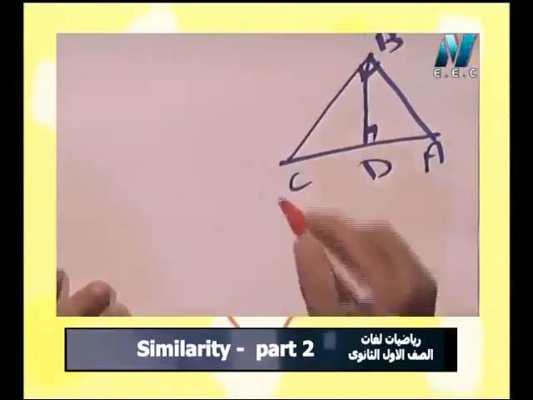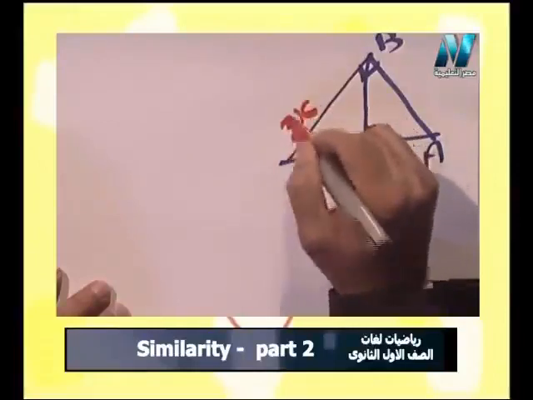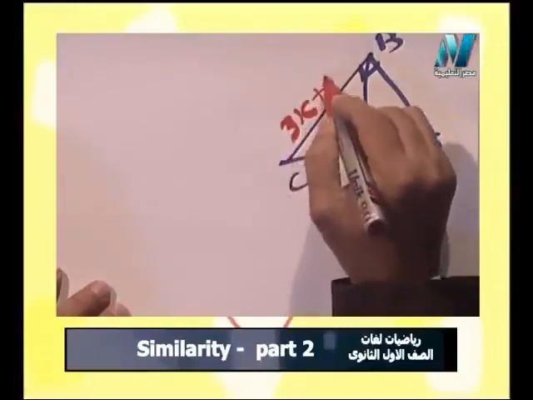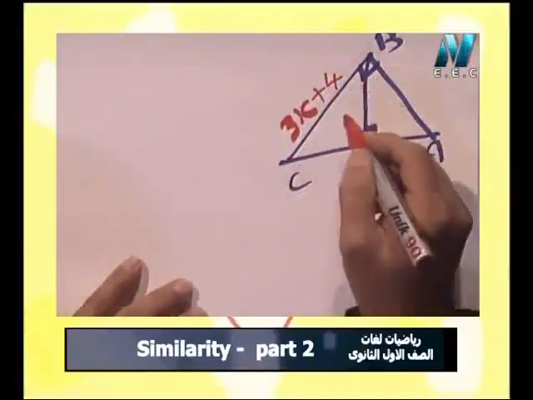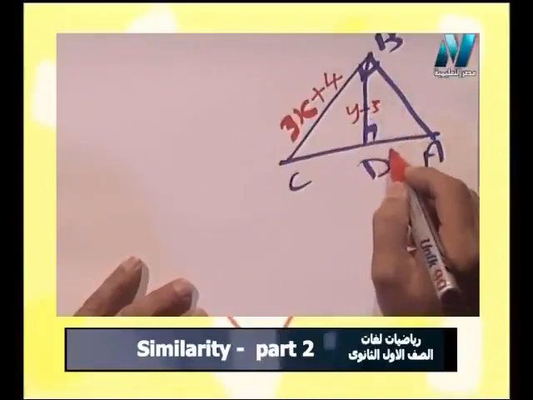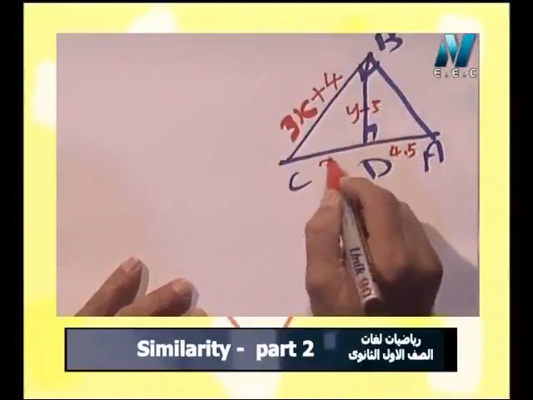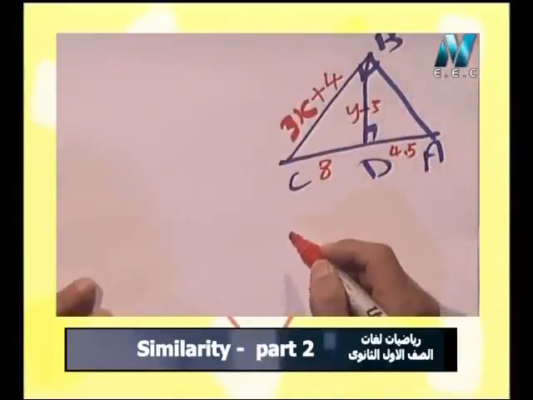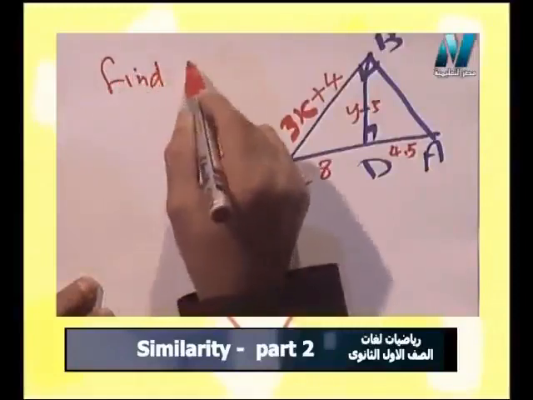We have the length of BC equals 3x plus 4 centimeters. We have BD equals y minus 3, AD equals 4.5 centimeters, and CD equals 8 centimeters. So find x and y.